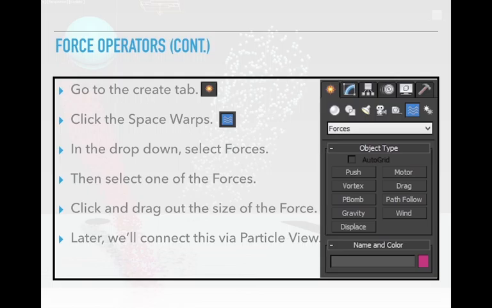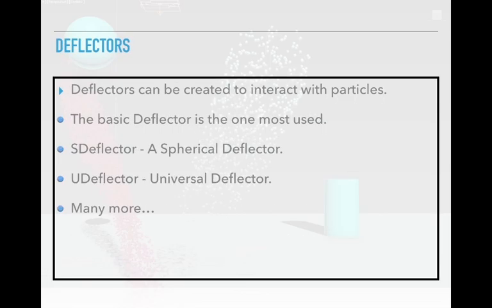To create a force, go to the Create tab. It's the little sun icon up here. Then click Space Warps, right over here. And in the drop-down menu, select Forces. Then select the force that you want. And then once you click the force that you want, you just drag out into the 3D space how large you want the force to be. And then later on, I'll show you particle view and how to implement that into your particle system.